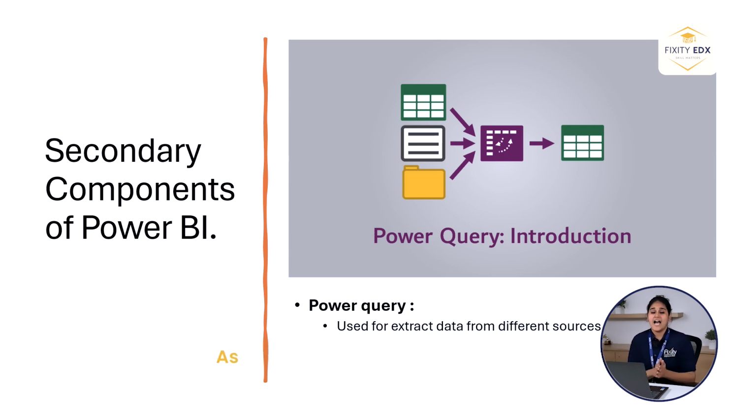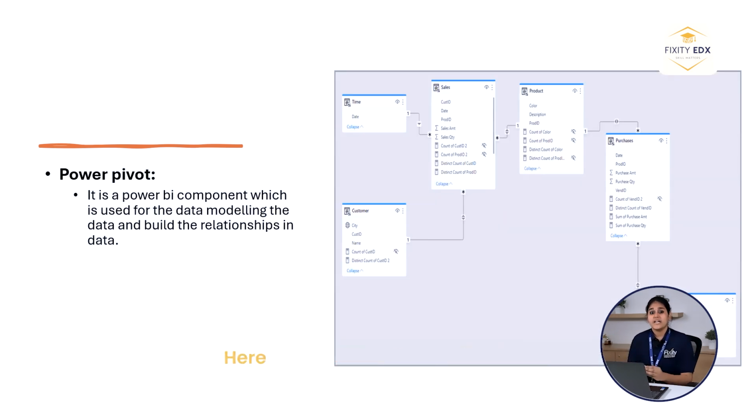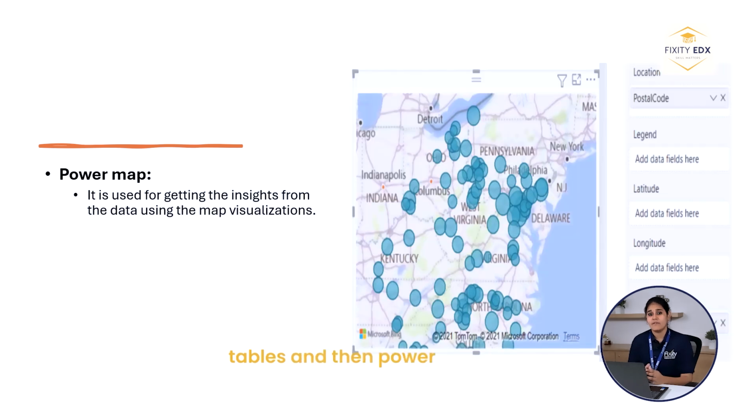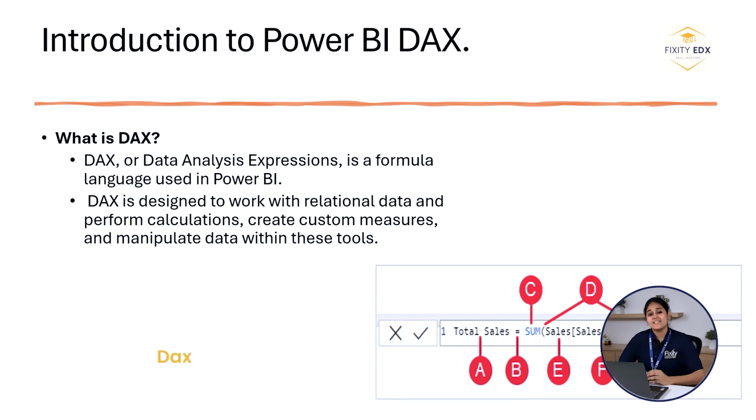First is Power Query. As we all know, Power Query is one of the parts of Excel. The same goes here. Power Query is used for getting data from different sources. And Power View. Power View is where we can create charts and visualize them. And Power Pivot. Here we will connect multiple tables. And then Power Map. Here we will display the data in map format. And Power Q&A. We'll ask some questions on maps and it will generate some insights. And DAX. DAX is an expression language used to create columns, measures and tables in Power BI, and it gives additional functionality to a table.